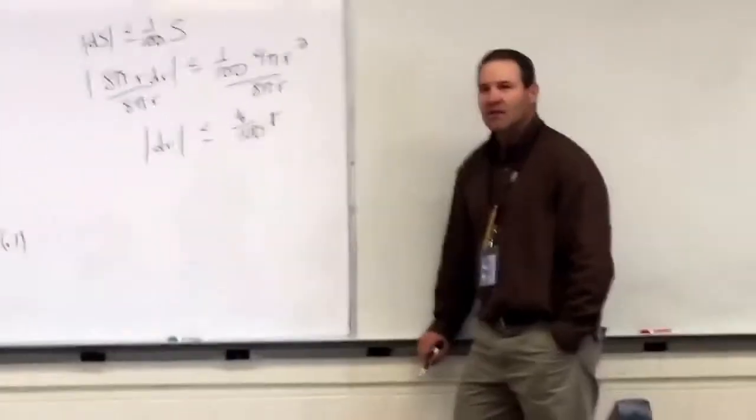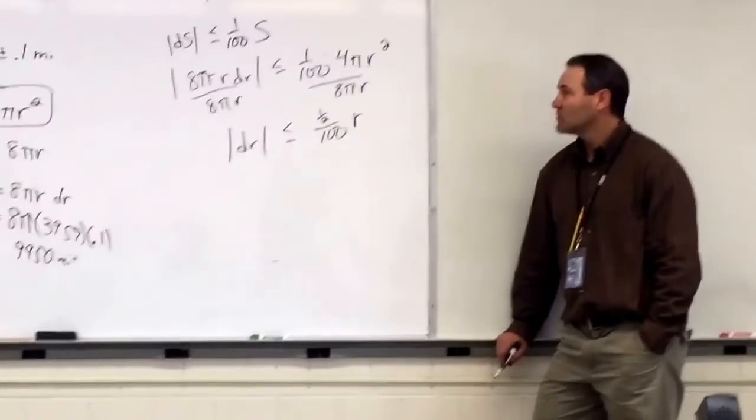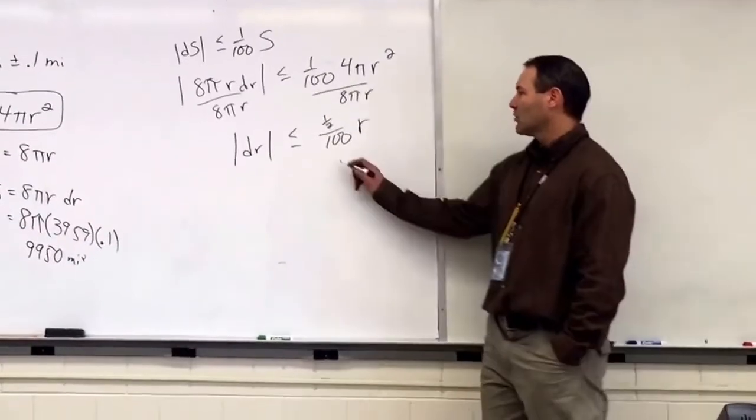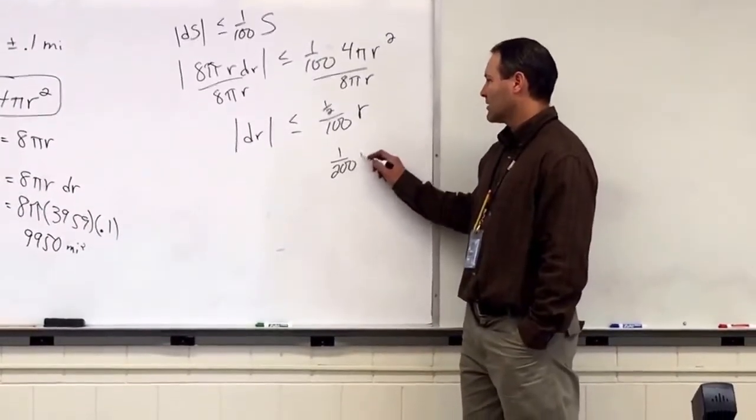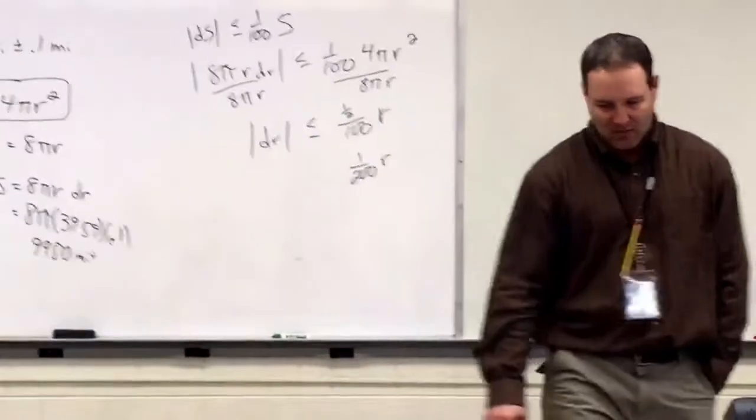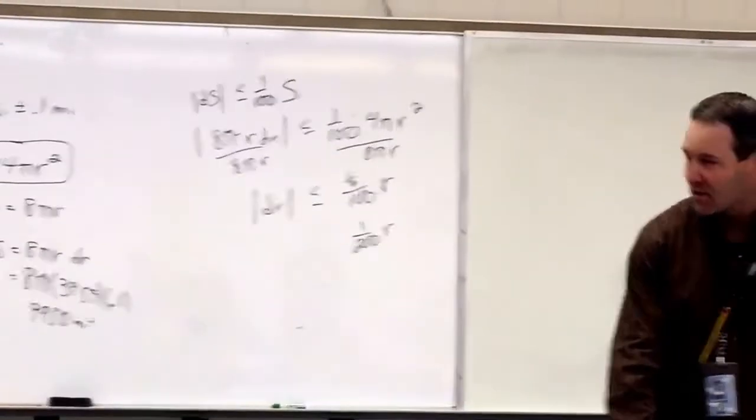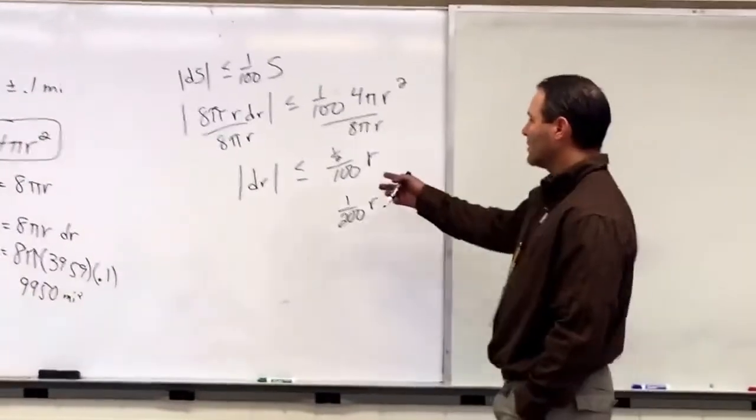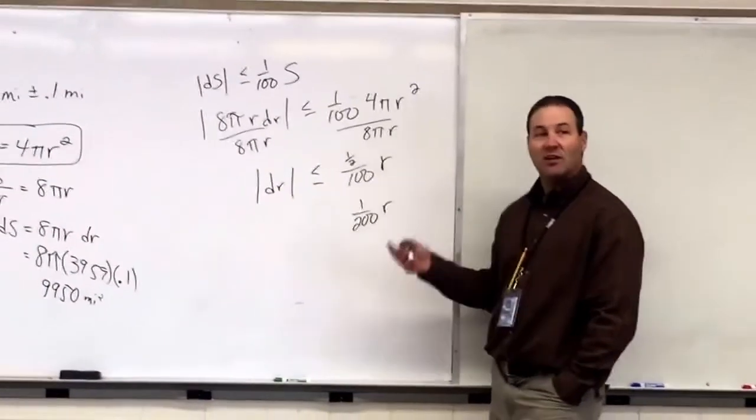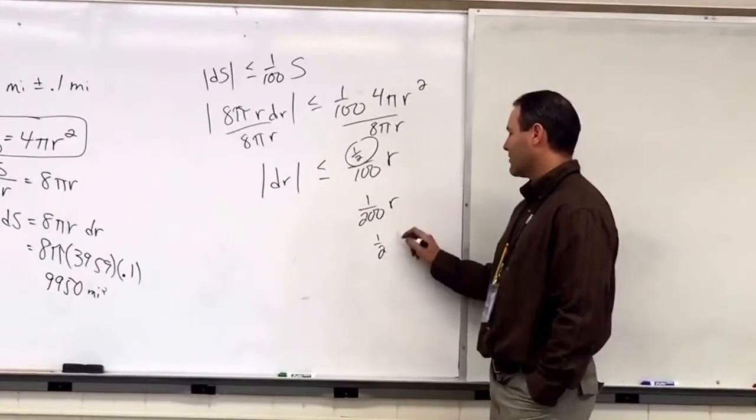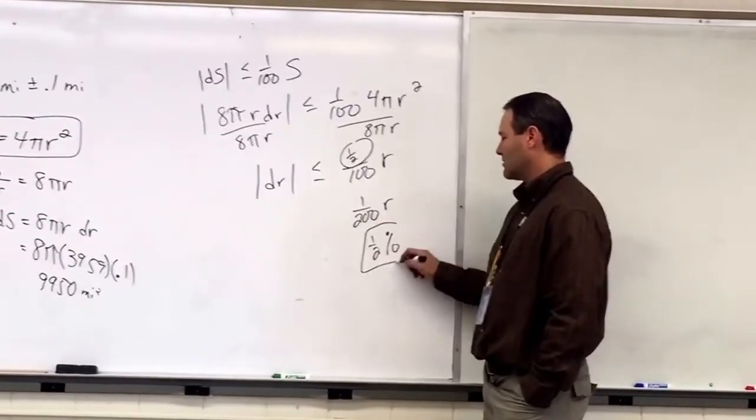Right. But it asks you, it would just be 1 over 200. Yeah, so 1 over 200, that's the same thing. But what is the question? How accurately should we measure it? So that's why we write it with 100 on the bottom, so it has to be within 0.5%. 1/2% would be your answer.